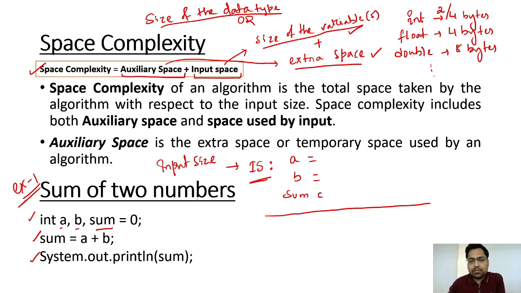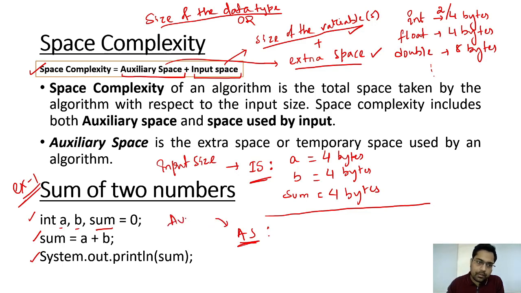And what type of variables are there? They are int size. In int, you can write either 2 bytes or 4 bytes; better to write 4 bytes, not an issue. Now I'm writing 4 bytes, 4 bytes, then 4 bytes. The next is auxiliary space. I'm writing AS for auxiliary space. How do we define auxiliary space? The auxiliary space will be defined as an extra space.